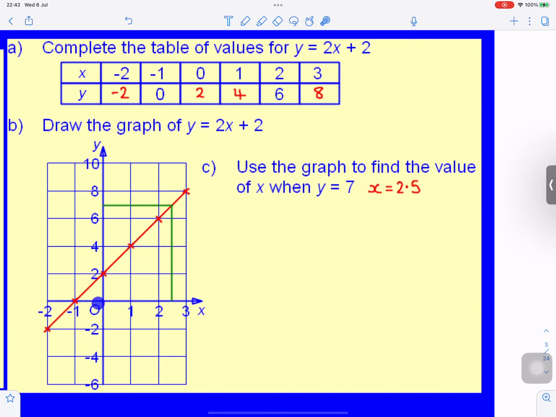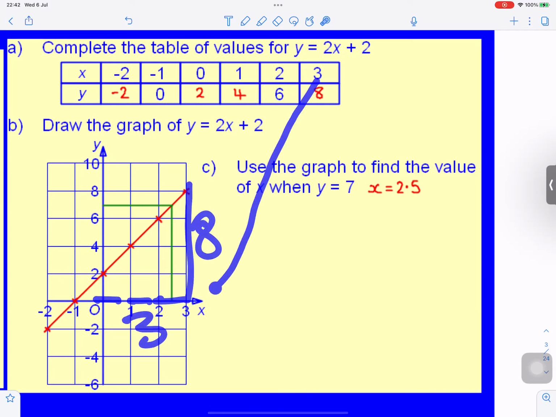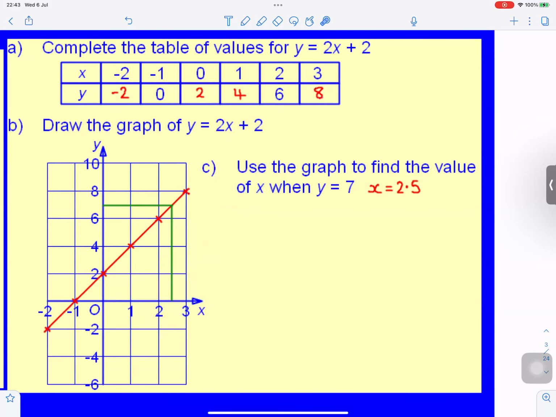(2, 6): 1, 2, and then 6 up. (2, 6) is this point. (3, 8): 1, 2, 3 to the right and 8 up. That's 8 and that's 3. So (3, 8) is this point here. 3 to the right, 8 up.